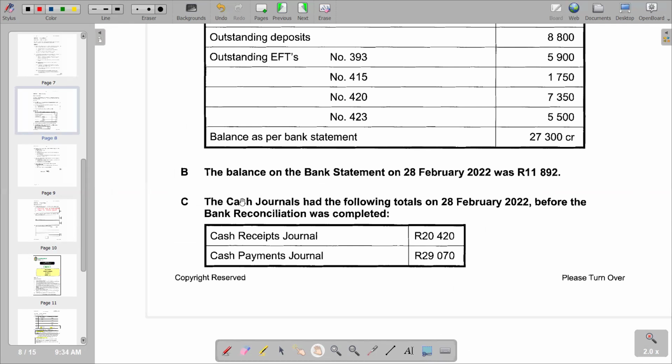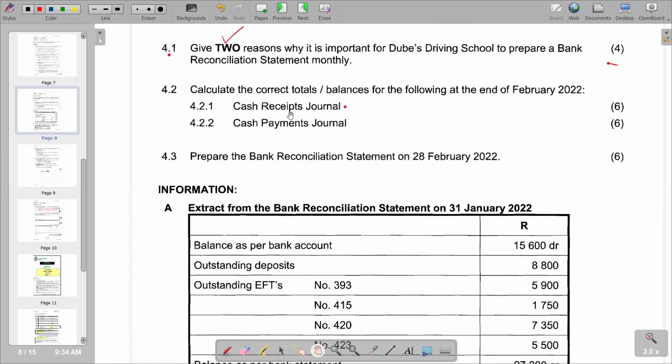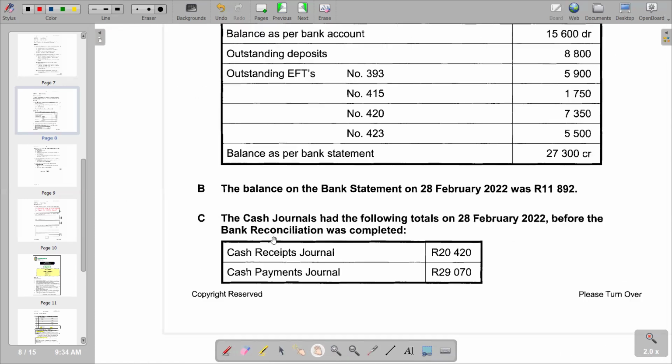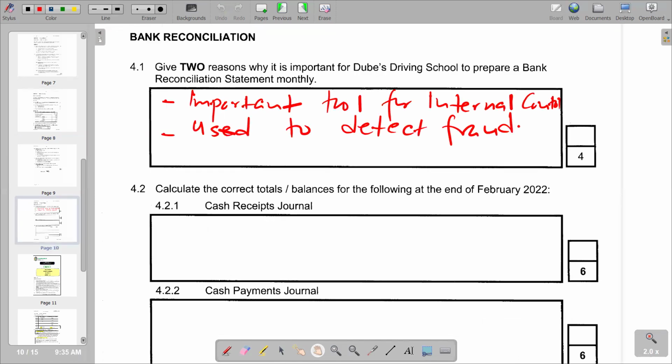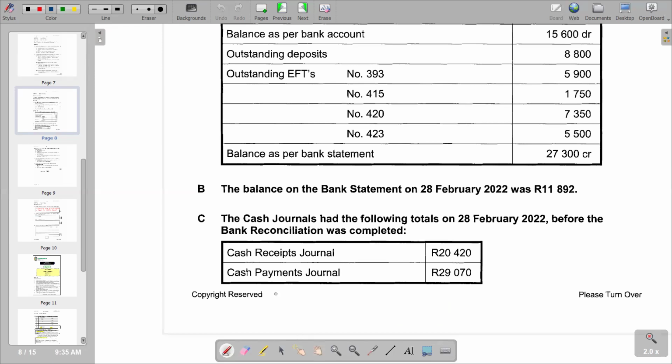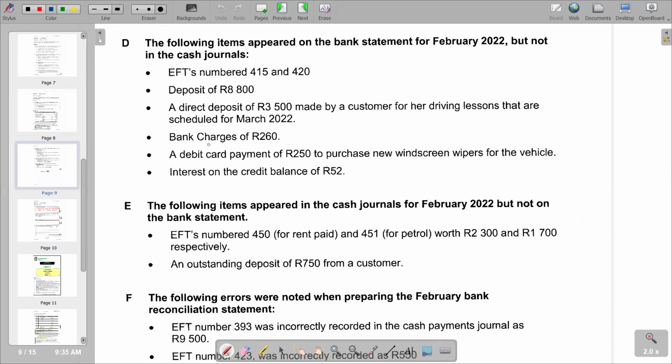Then C, we are given cash journals with the following totals of 20 February 2022 before the bank reconciliation statement was completed. So obviously, in the calculation of this part, whereby you're going to calculate the cash receipts journal balance, we are going to start with this balance that we are given on C, which is the cash journal of 20,420. So you can just refer there and enter our 20,420. And from there, we can now try to see other adjustments that are going to affect our cash receipts journal.